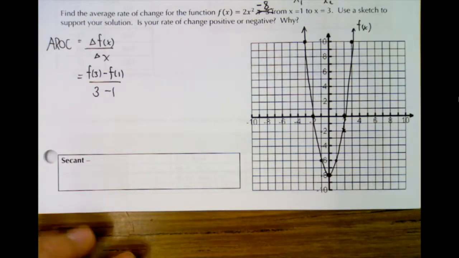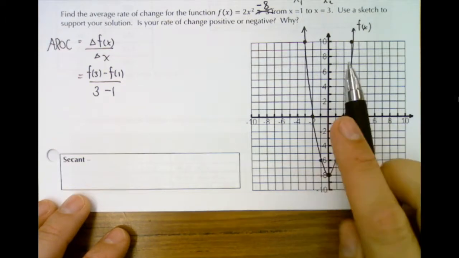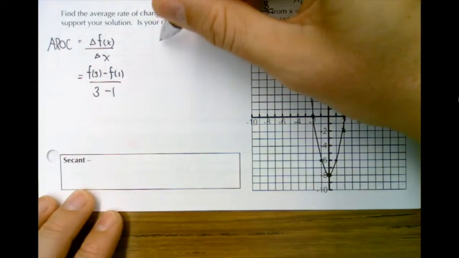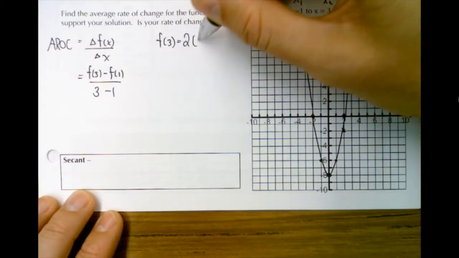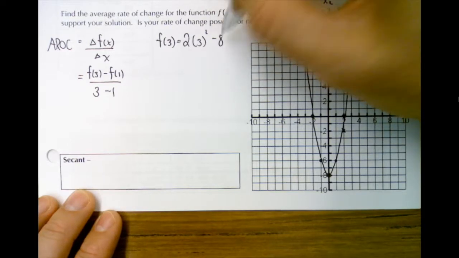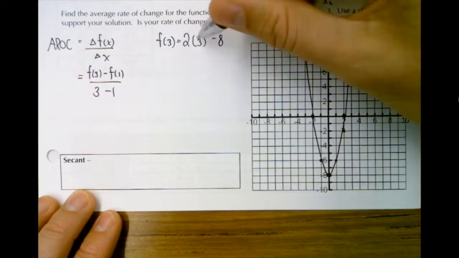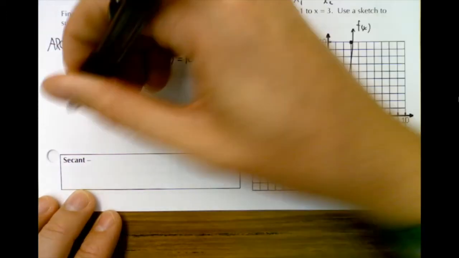And we can evaluate that using our function, or we can pull it off our graph. In this case, the points ended up directly on our graph, but if they didn't, we'd have to use our function to evaluate. So if we wanted f at 3, we do 2 times 3 squared minus 8. 3 squared is 9 times 2 is 18 minus 8 is 10. So the function at 3 is 10.